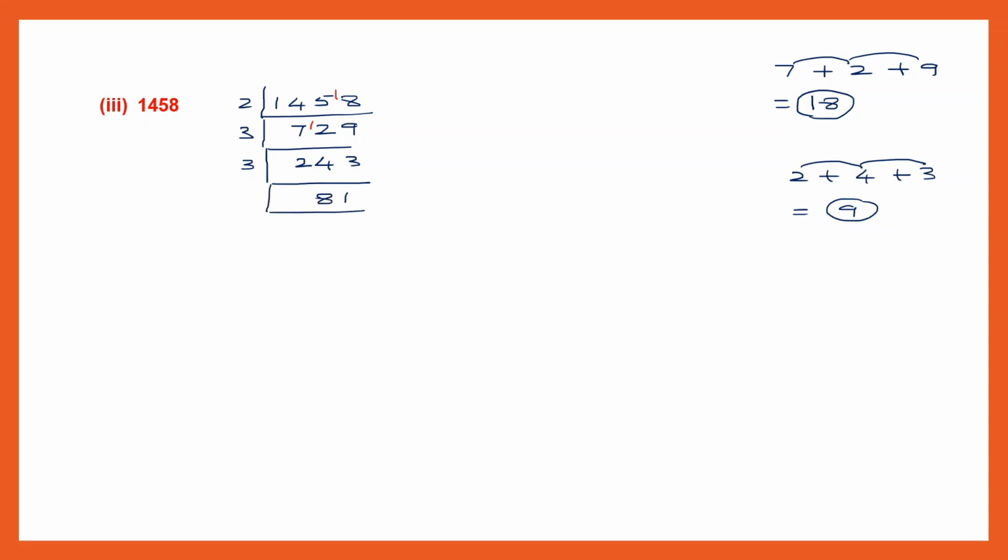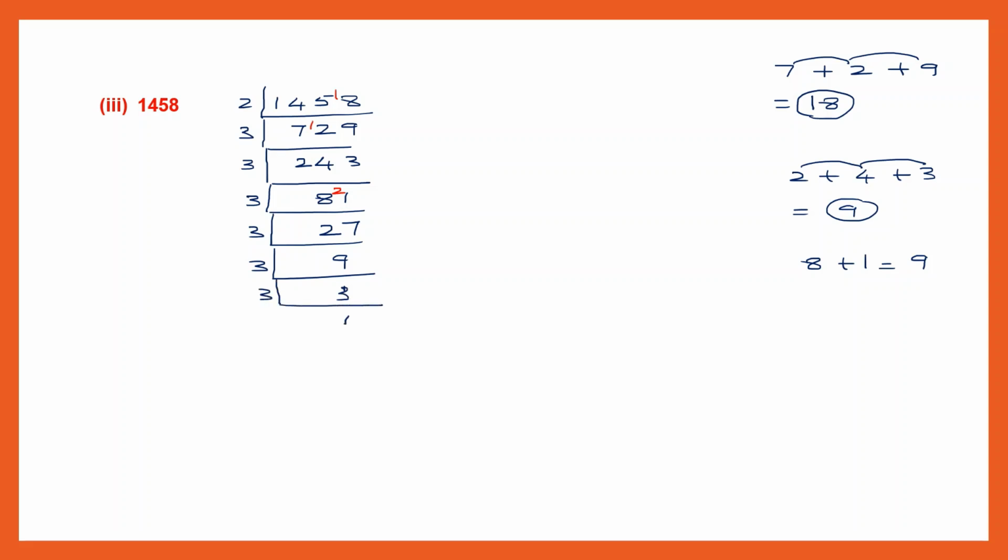Okay, is 81 divisible by 3? Let's check. 8 plus 1 is 9. Yes, it is divisible. So let's use 3 again. 3 2s are 6, 7, 8. There's 2 left, so it becomes 21. 3 7s are 21. Now this we know is in the tables of 3. 3 9s are 27. Then we continue with 3. 3 3s are 9. Then we again continue with 3.